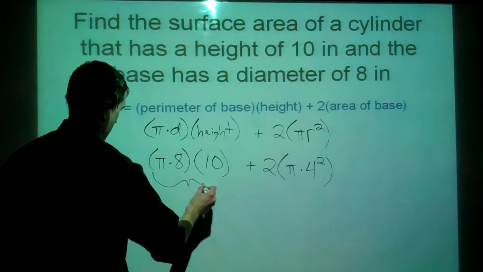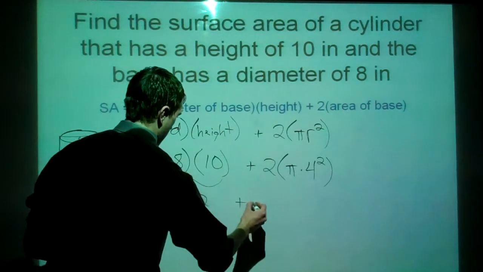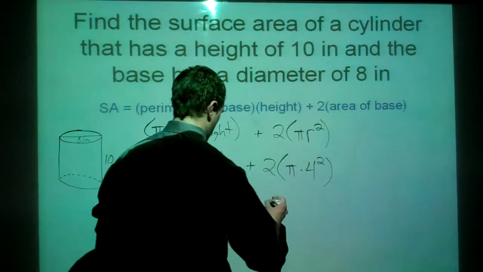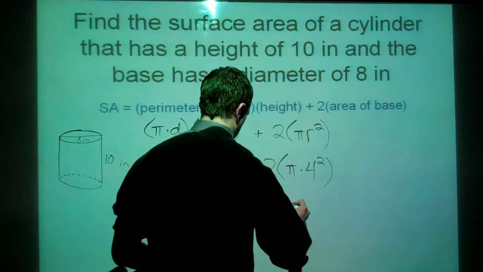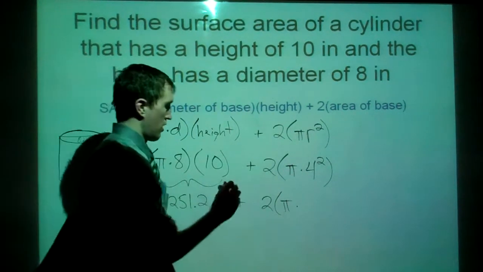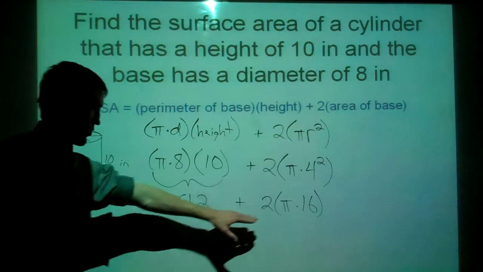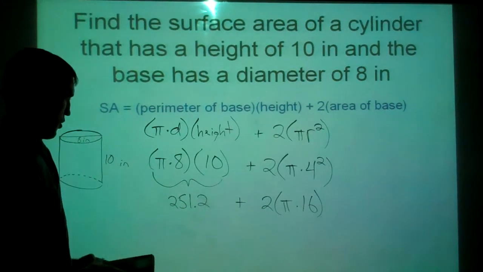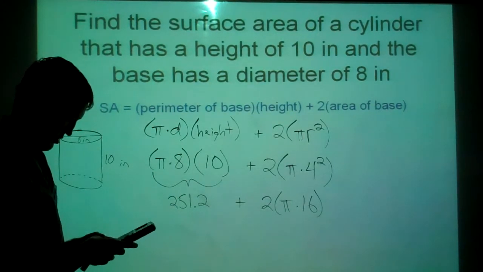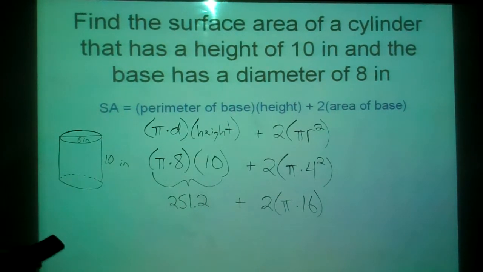So all of this, 251.2 plus, and remember, this is going to come out to, let's do 2 times pi times 4 to the second power does not mean 4 times 2, it means 4 times 4, which is 16. Okay, so we're going to add this on to whatever answer we get here. I'm going to do 2 times 3.14 times 16. So 2 times 3.14 times 16 gives us 100.48.